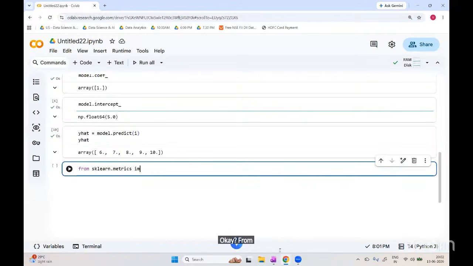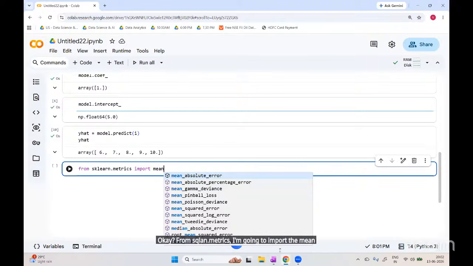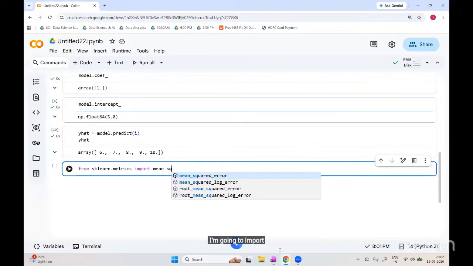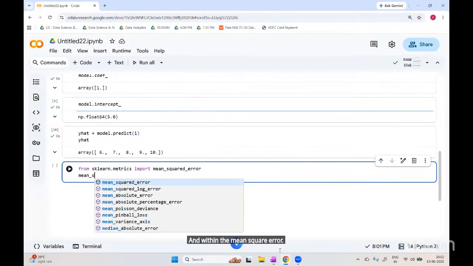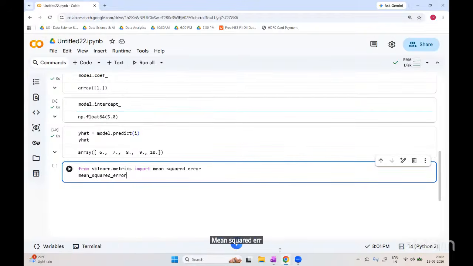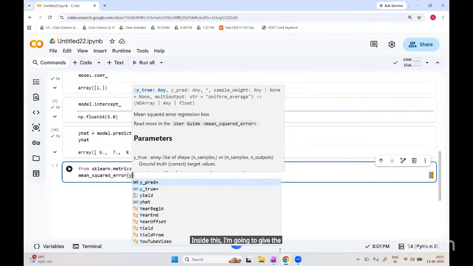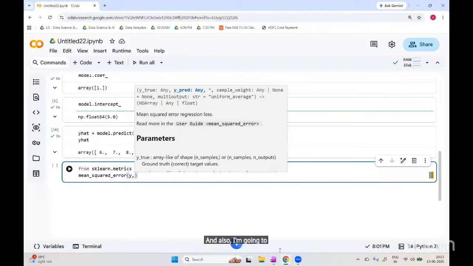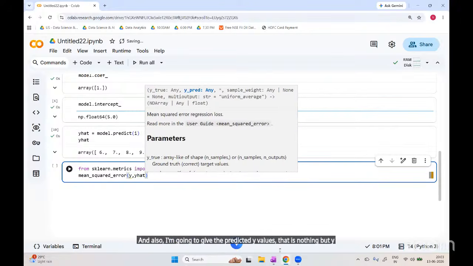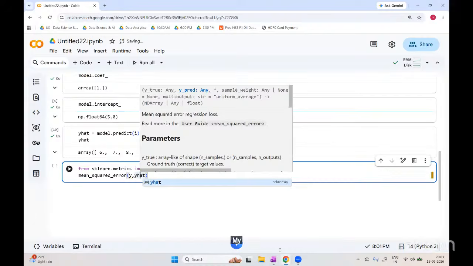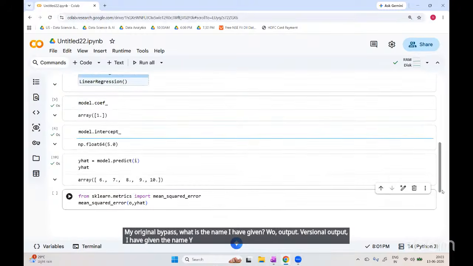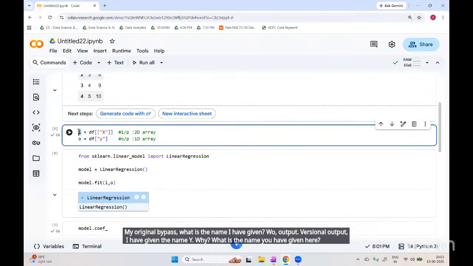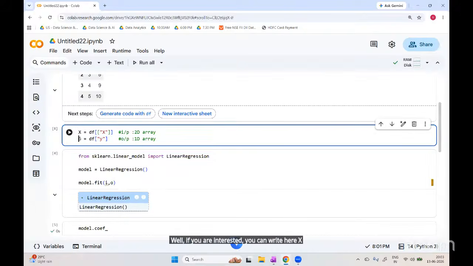From sklearn.metrics, I'm going to import mean squared error. Inside the mean squared error, I'm going to give the original y values, and also the predicted y values, that is nothing but y hat. My original y values, what name have I given? The original output, I have given the name y. What name have you given here? If you are interested, you can write capital X here, and let us give this one as y.